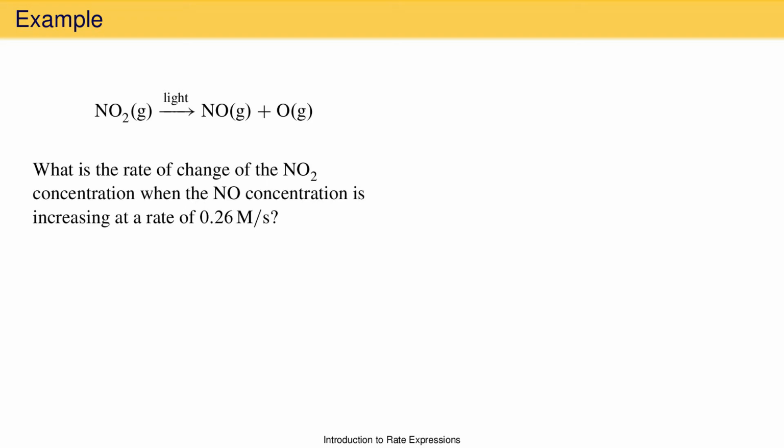To answer questions like this, you should always write a complete rate expression. The rate of reaction is the change in concentration of NO divided by the change in time. It is also equal to the change in oxygen atom concentration divided by the change in time. Finally, rate is also equal to the negative of the change in concentration of nitrogen dioxide divided by delta T. Remember that the negative sign is there because NO2 is a reactant.